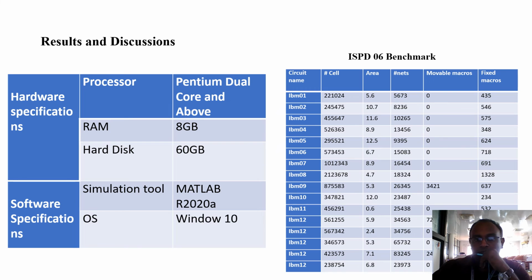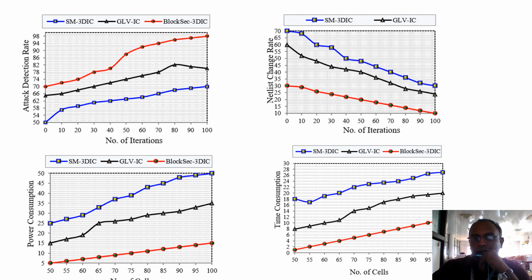So for the performance, we will look at the system which we used: a system with 8 GB capacity, 60 GB hard disk, and MATLAB 2020a. We have used the input file as the ISPD06 benchmark. The output we got is compared with the number of iterations against attack detection rate. Again, our algorithm is giving fewer attacks, so it is giving a better performance. In the number of iterations against netlist change rate, again it is giving a better performance.